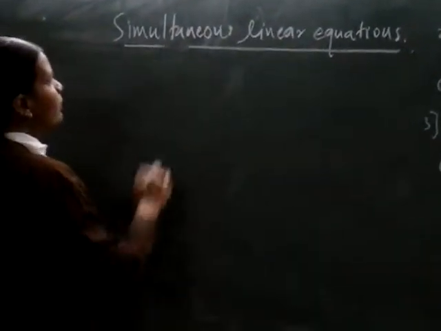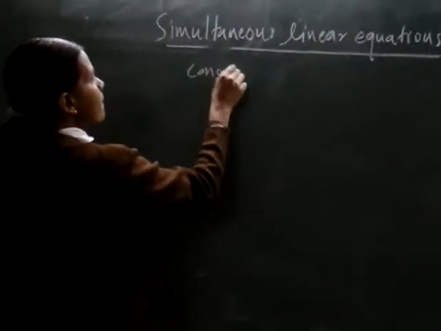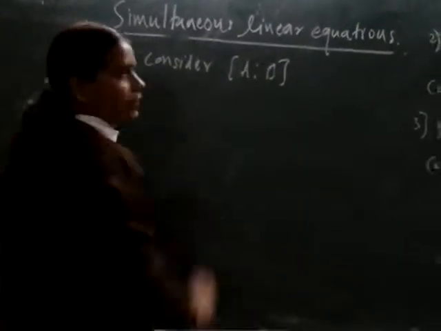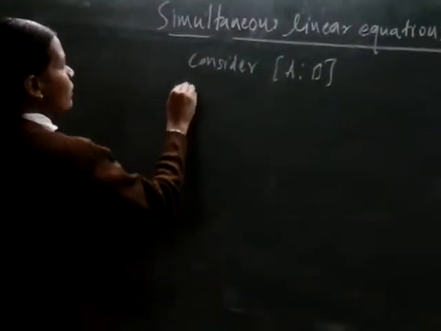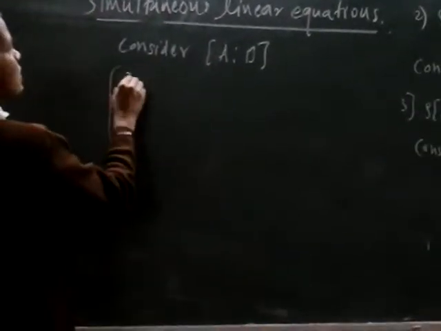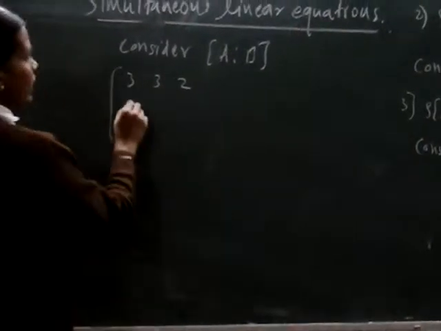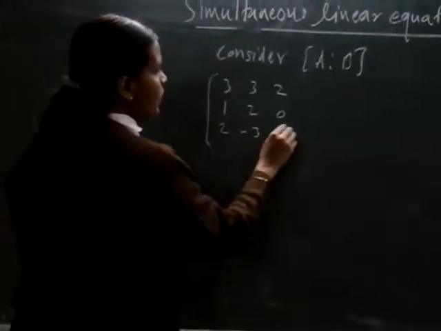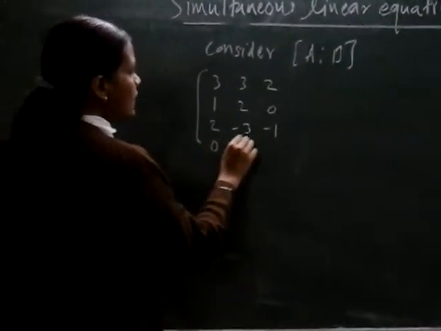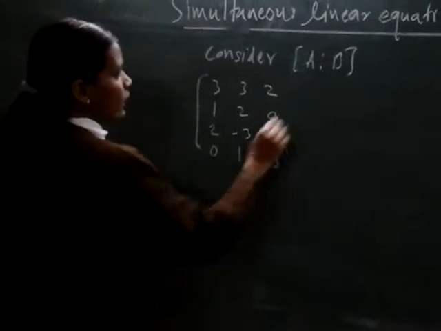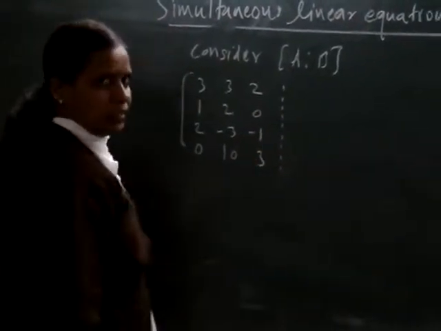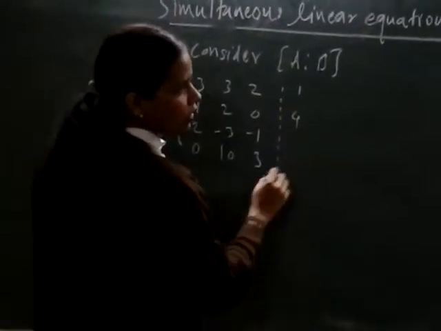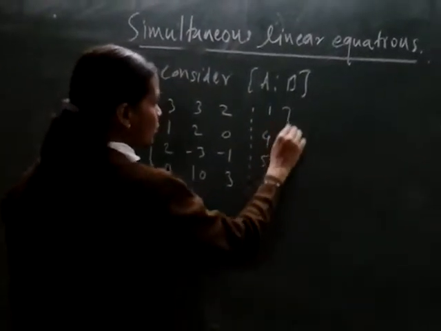In the second step, we have to consider the augmented matrix AB. Okay, so take the augmented matrix AB. Now the first row is 3, 3, 2. Next is 1, 2, 0. 2, minus 3, minus 1. Next is 0, 10, 3. Okay. Draw the dotted line to differentiate the matrix A and B. Then 1, 4, 5, minus 2.